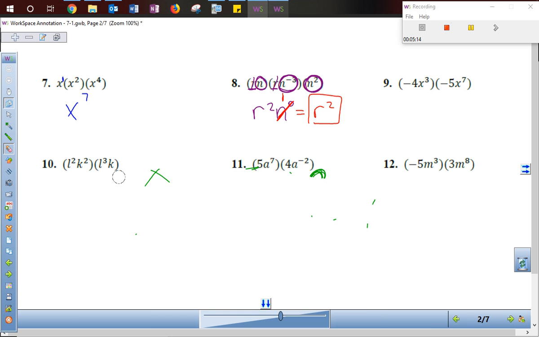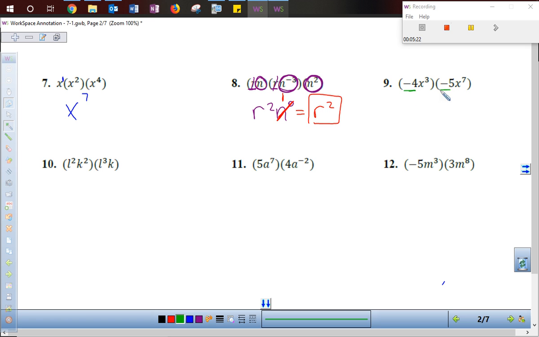Alright, on number 9, I have negative 4x to the 3rd times negative 5x to the 7th. So I'm just going to focus on just the coefficients first. I'm going to take that negative 4 times negative 5, and I'm going to get a positive 20. Then I'm going to take x to the 3rd times x to the 7th, and I'm going to get x to the 10th.